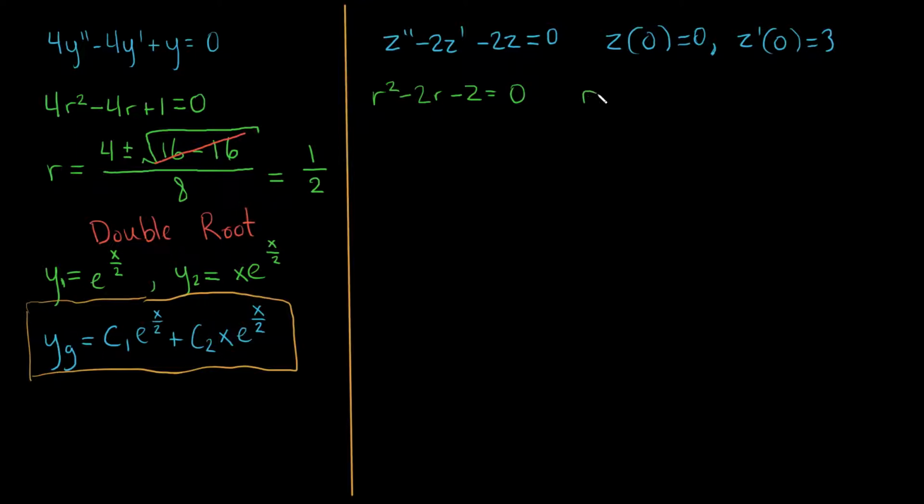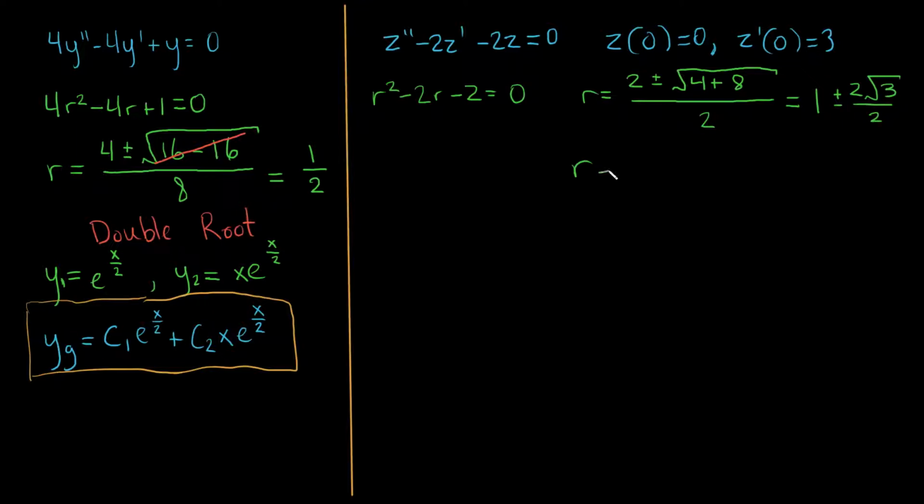We're going to get r equals negative b, so plus 2, plus or minus the square root of b squared, which is 4, minus 4ac, which is minus 4 times negative 2, which is plus 8, because this term here is 1, and all divided by 2 times 1, which is just 2. And this is going to come out to be 1 plus or minus the square root of 12, which is 2 times root 3, 2 times root 3 over 2.